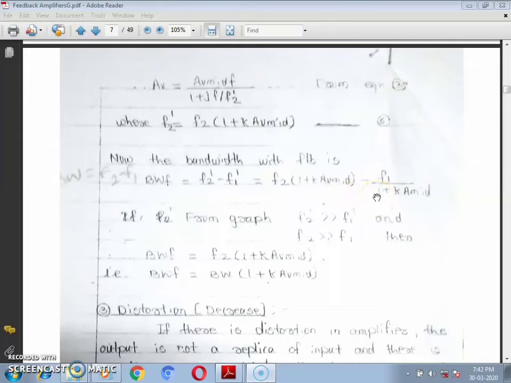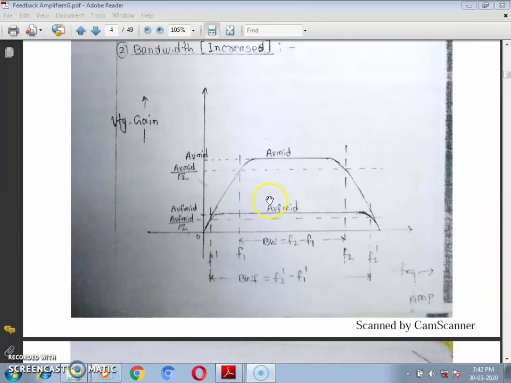From the graph, it is seen that the bandwidth without feedback is given as BW and with feedback is given as BWF. This is the difference between the upper 3 dB and the lower 3 dB frequencies. So BW is equal to F2 minus F1, and BWF is equal to F2 dash minus F1 dash.